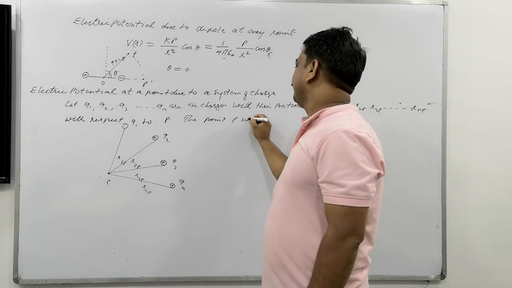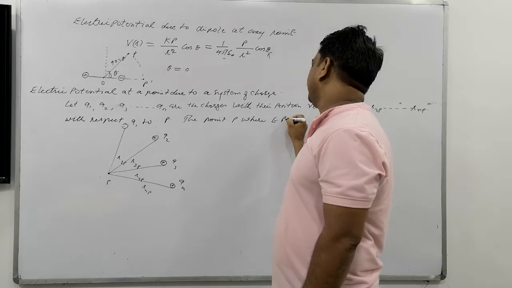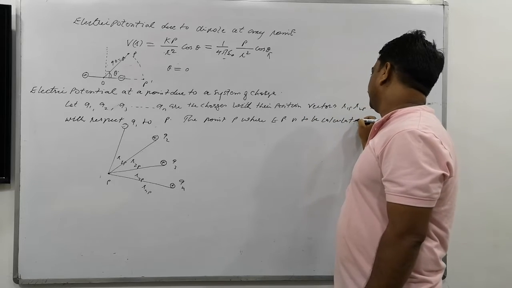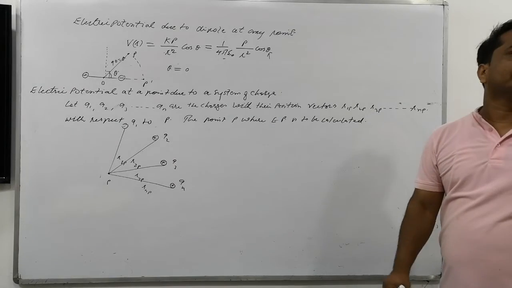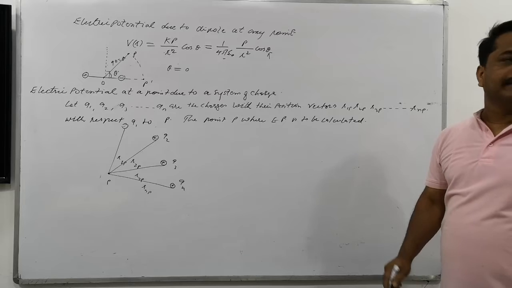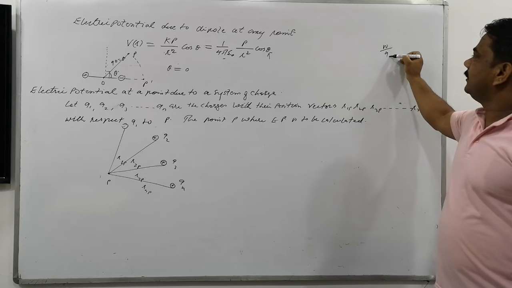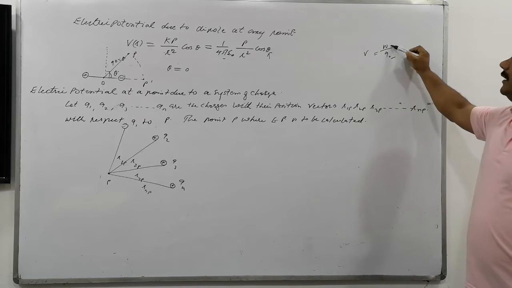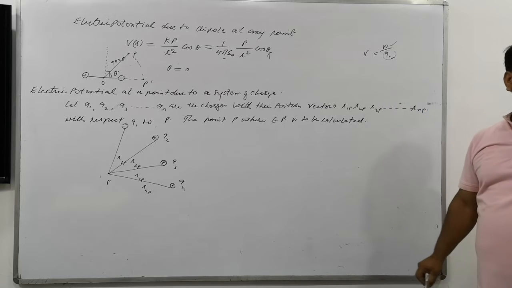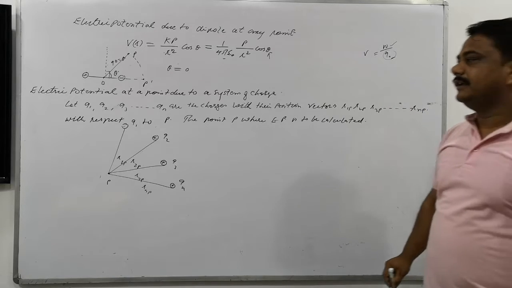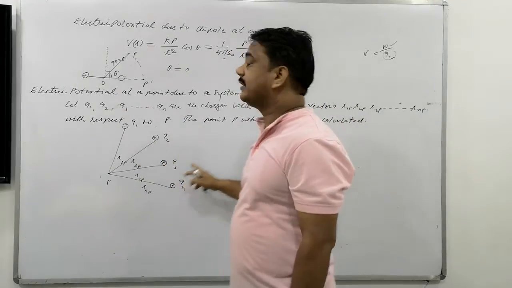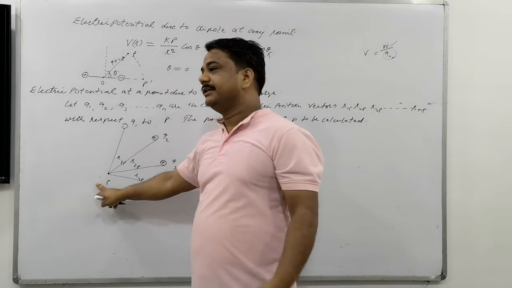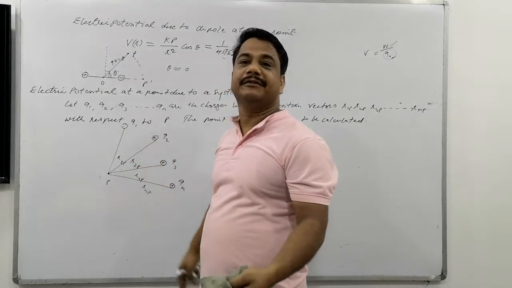Point P, where electric potential is to be calculated. As we have given the definition of electrostatic potential, it is numerically equal to the work done divided by the test charge. The potential at a point is the amount of work done in bringing a test charge Q naught from infinity to that point. Work is a scalar quantity. If we want to calculate the electrostatic potential at P, we need to do the work against Q1, Q2, Q3.